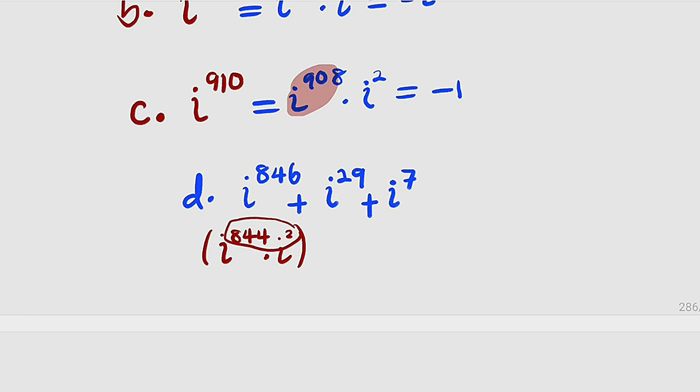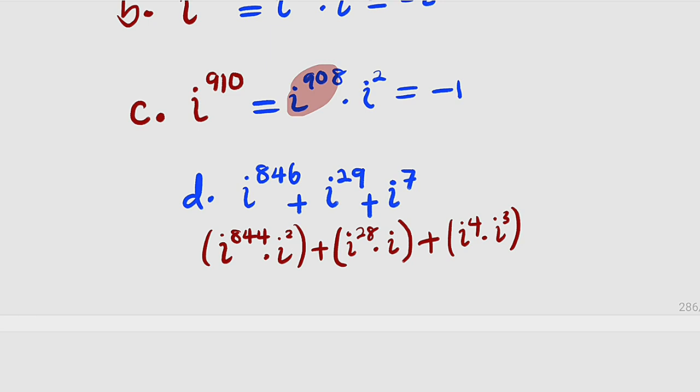to get 846. Then the second one, plus i to the 29, can be expressed as i to the 28 multiplied by i to the first power. So we have i to the 28, which is a multiple of 4, multiplied by i to the first power, which is the same thing as i. Then plus the last one, i to the 7th, which is the same thing as i to the 4th multiplied by i to the 3rd. So we know that all these ones will give us 1.